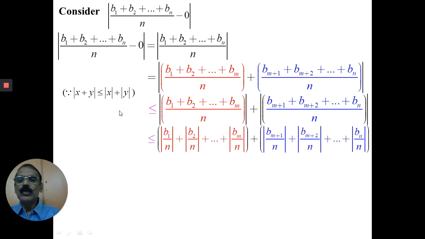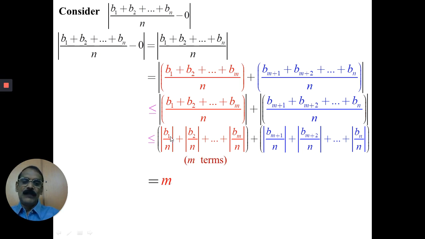Again, we are going to use the triangular inequality once again. In the first group, we apply this triangular inequality. Then we can write the whole modulus is less than or equal to modulus of b1 by n plus modulus of b2 by n, and so on, plus modulus of bm by n. Similarly, we can write the second group also. That is modulus of bm plus 1 by n plus modulus of bm plus 2 by n, and so on, plus modulus of bn by n.